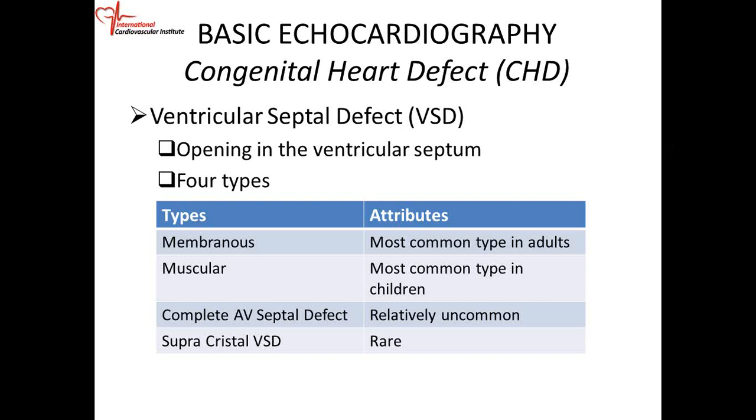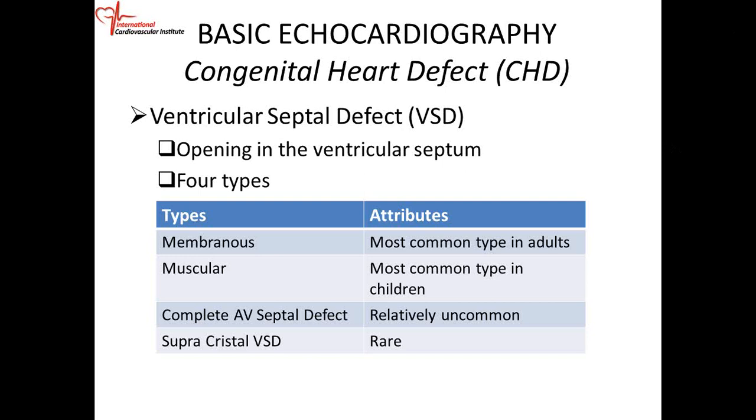And then the muscular. So when we say membranous, the defect or the opening is in the membranous part of the ventricular septum. The muscular VSD occurs in the muscular portion, which is the thick portion of the ventricular septum. And that is the most common type in children.